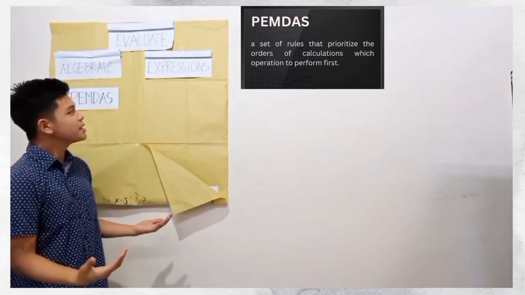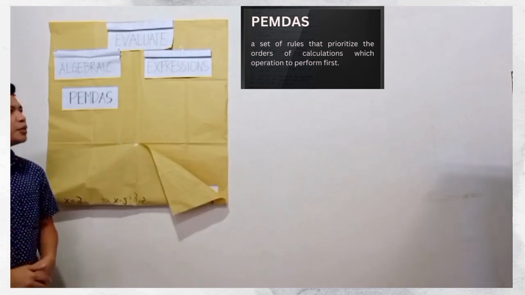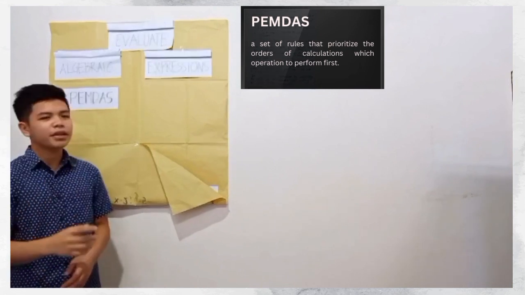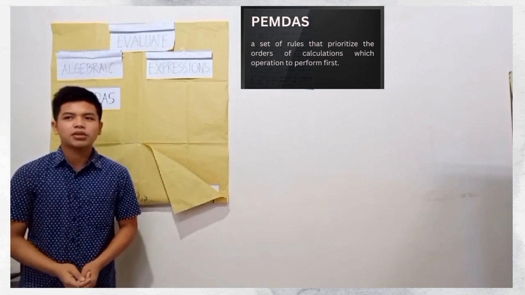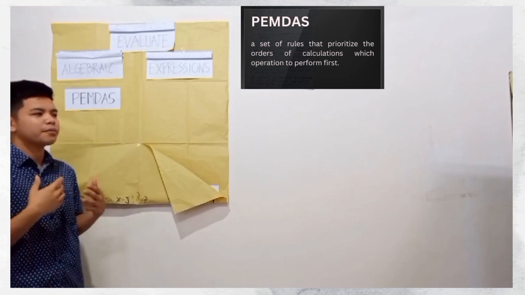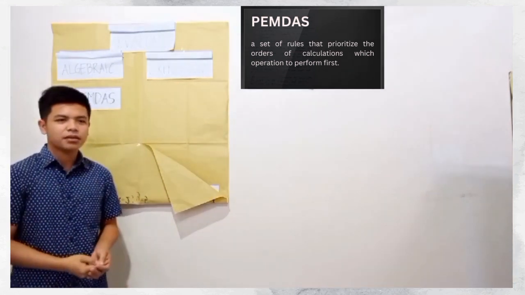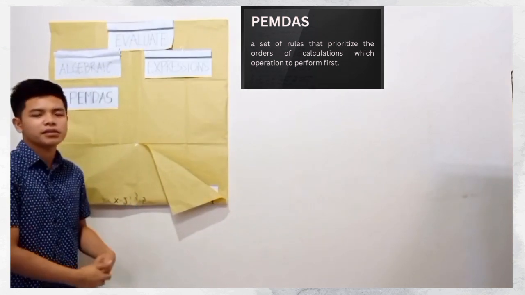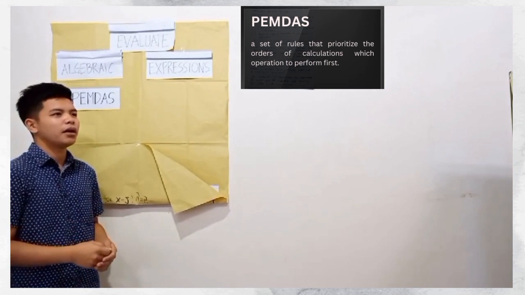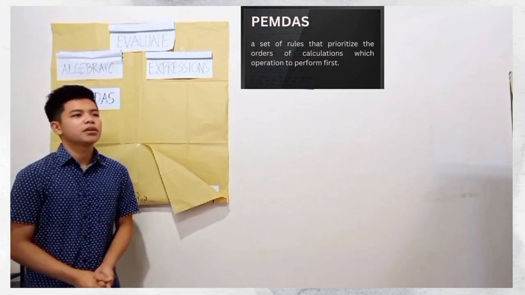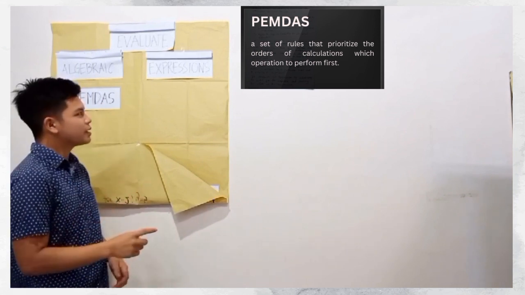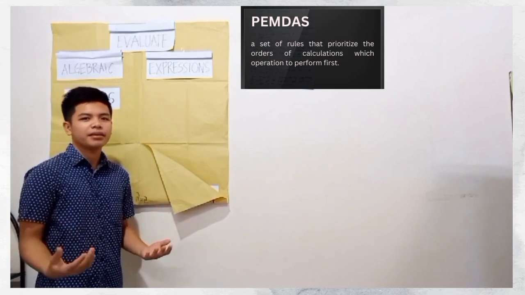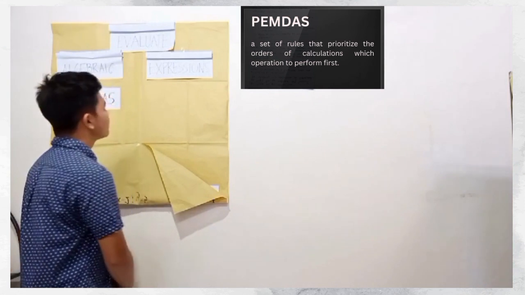PEMDAS is a set of rules that prioritize the order of calculations, which operation to perform first. Otherwise, when we do not follow PEMDAS, we can expect to arrive at multiple answers, or a different answer. So it is important to follow PEMDAS so that we can have the right or correct answer.